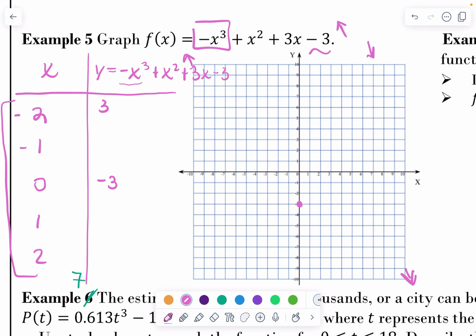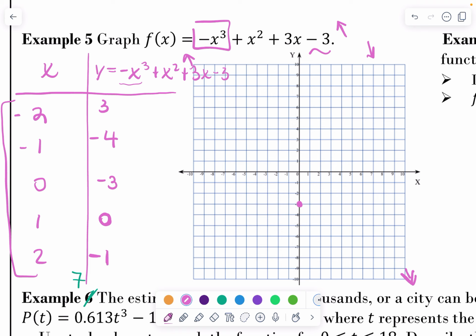Negative of negative 1 cubed, double negative, plus negative 1 squared plus 3 times negative 1 minus 3 is going to get me a negative 4. And then we know if I plug in 1 to all of these, I'm going to get a 0, because hopefully we graphed that in our calculators already. And then plugging in a 2, I'm getting a negative 1.